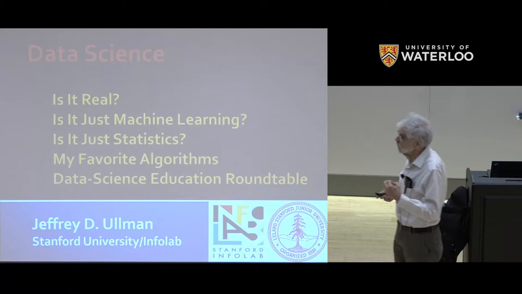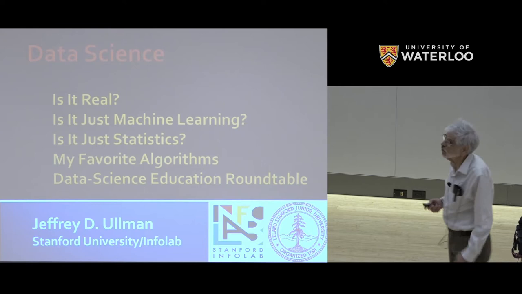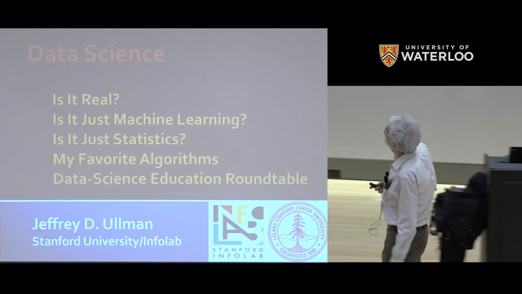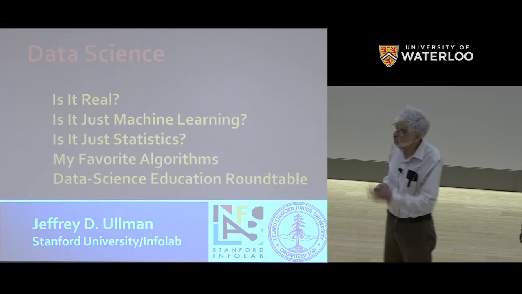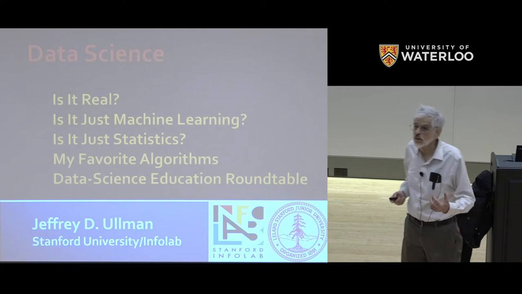There are people who say that data science is actually just machine learning. There are people who say it's just statistics. I disagree, and I'm going to try to outline why. And a lot of what I'm going to say is informed by an experience I've had, which I'll tell you about later, in what's called the Data Science Education Roundtable. That sort of flavors the whole story. And then, as I said, I'll just talk about a few algorithms that I think every data scientist ought to know about and that illustrate my points about it not being machine learning and not being statistics.